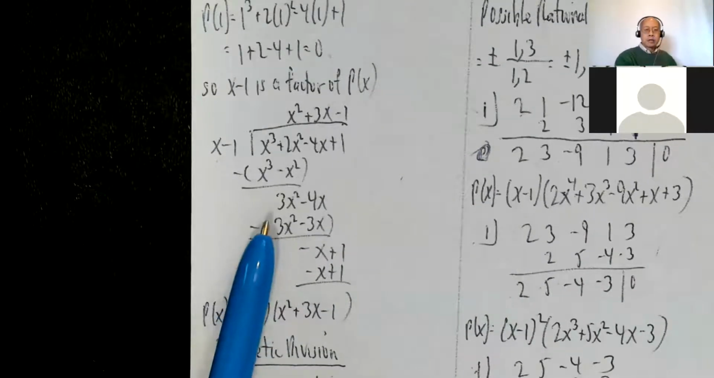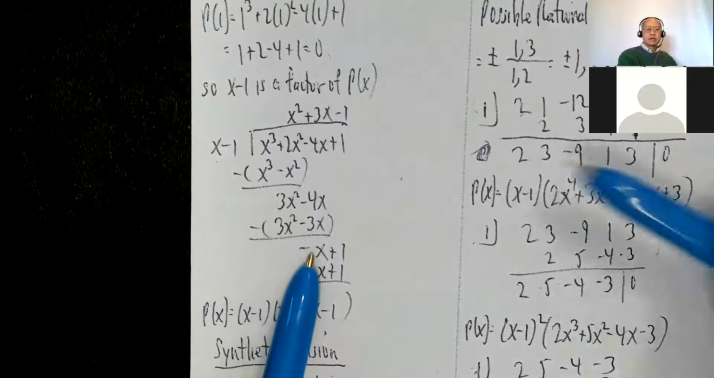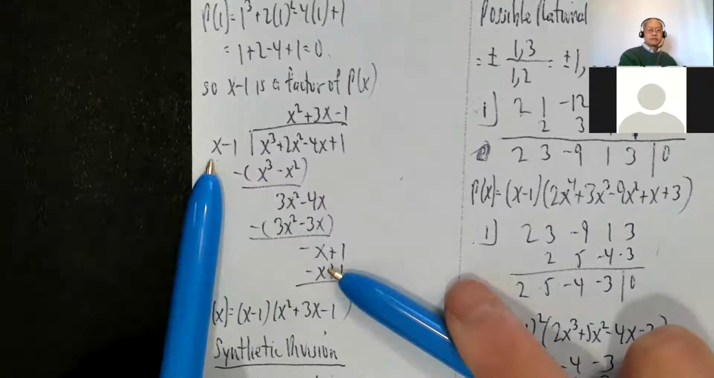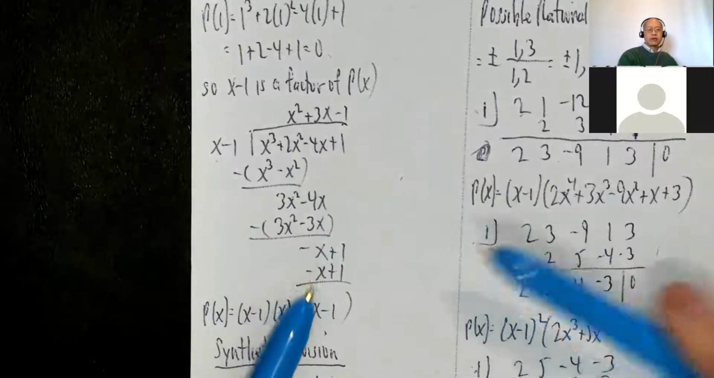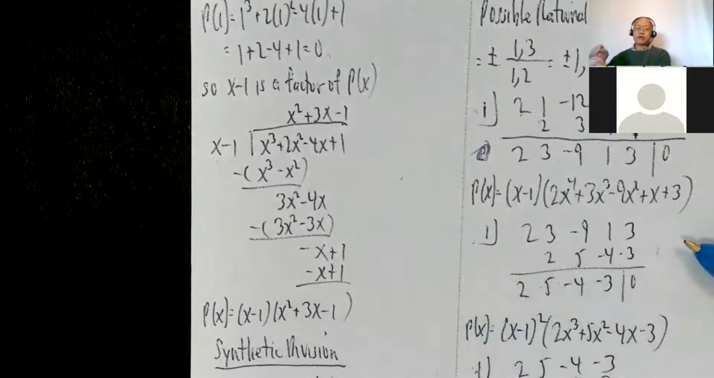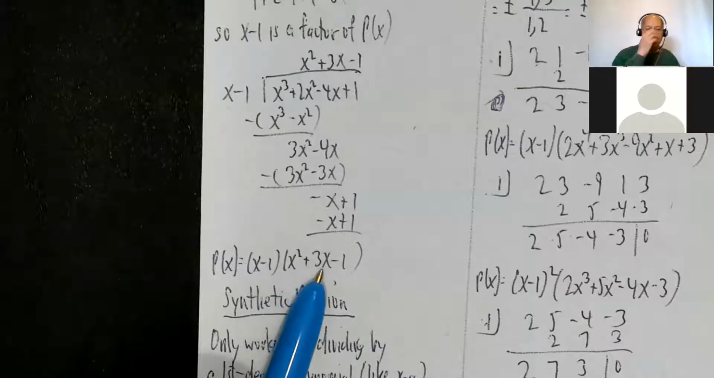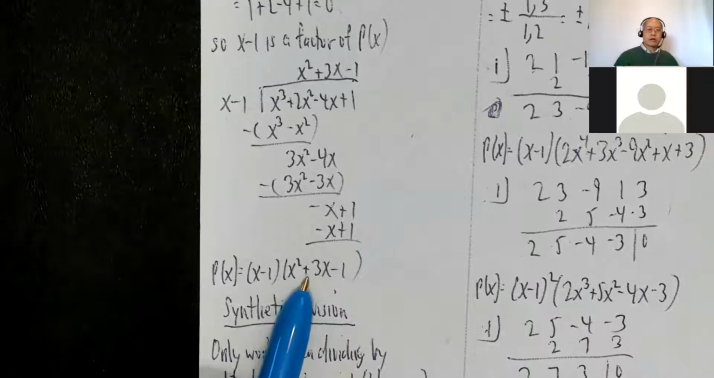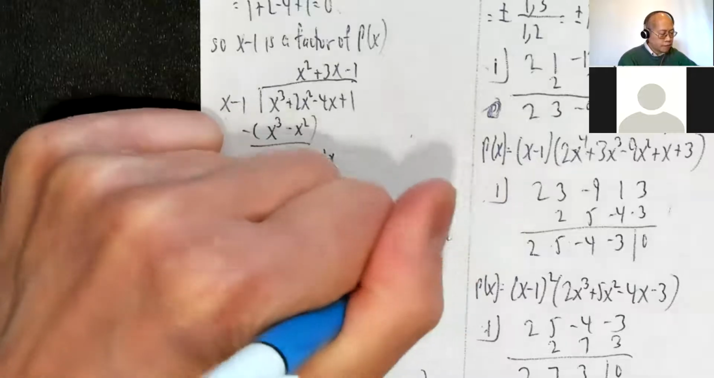Subtract, got to be careful here. That cancels out. Negative 4 minus a negative 3, negative 4 plus 3, negative 1x. Bring down the 1. How do I go from x to a negative x? Multiply by negative 1. And negative 1 times that is negative x plus 1. They cancel out. So no remainder, which is what we anticipate. So p of x is x minus 1 times x squared plus 3x minus 1. This is not factorable. So what do we do? Quadratic formula. All right, so right here, I'll just write quadratic formula and I'll leave it to you to figure that out.